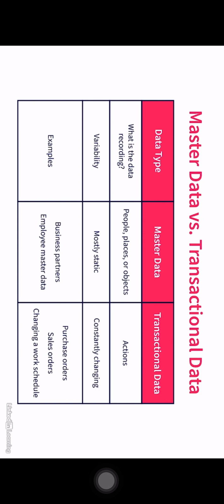Transactional data is constantly changing. Examples of transactional data in SAP include the information found in purchase orders, sales orders, or changing an employee's work schedule. Our transactional data depends on good master data. We need both types of data to be accurate to have an effective system. But if the master data is not precise, the transactional data will never be correct.